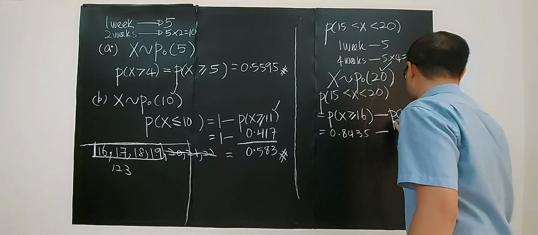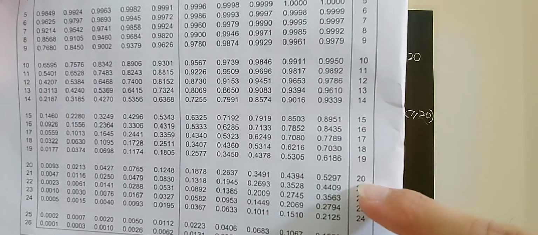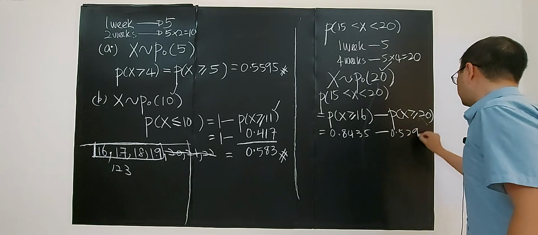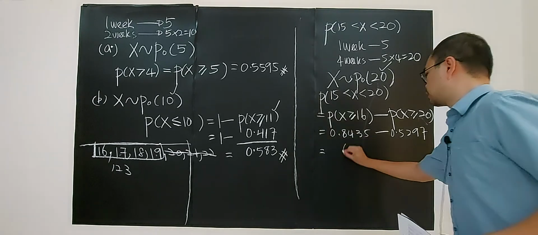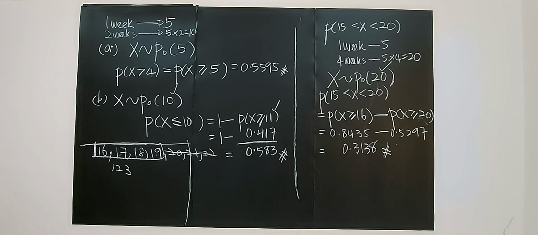0.8435 minus away greater or equal 20. Look here, lambda is 20, greater or equal 20. So this is the value 0.5297. After you subtract, you have the value of 0.3138. Alright, I just solved this so that you can see how I solve a question involving probability in Poisson distribution. Alright, that's all for this question.